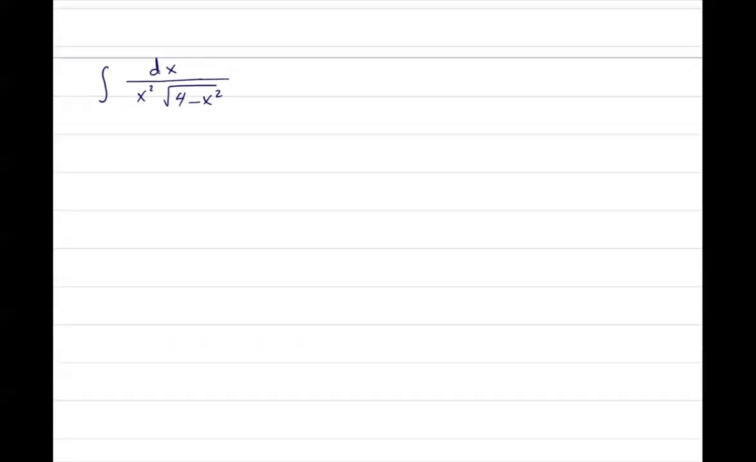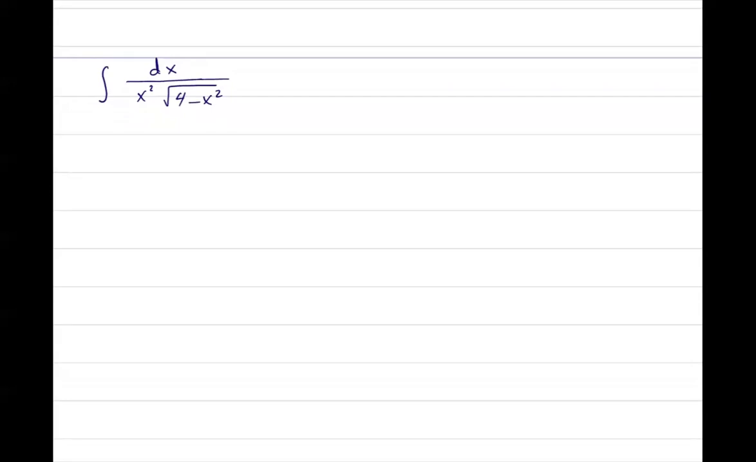We are interested in evaluating the following integral. In this integral, we have the integral of dx divided by x squared times the square root of 4 minus x squared. So it might be an exam question, it might be a homework question. What's the approach in solving this integral?